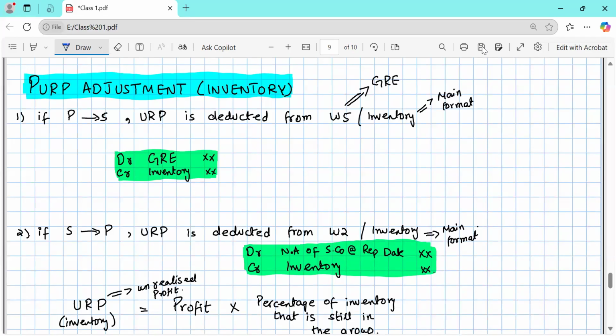So the subsidiary's reserves are recorded in working two, and the parent's reserves are in working number five. So if the parent has made a profit and that is unrealized, you have to remove that from working number five, because this is where the profit would have been posted, right? The group reserves of the parent. And if the subsidiary has earned some profit, it would have been in working number two, so you will remove that from working number two. You have to understand this point, okay?